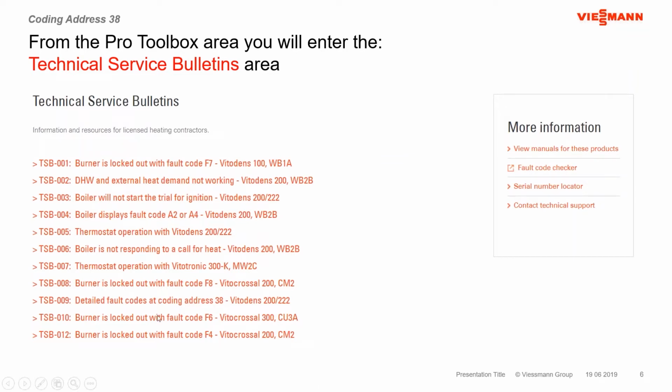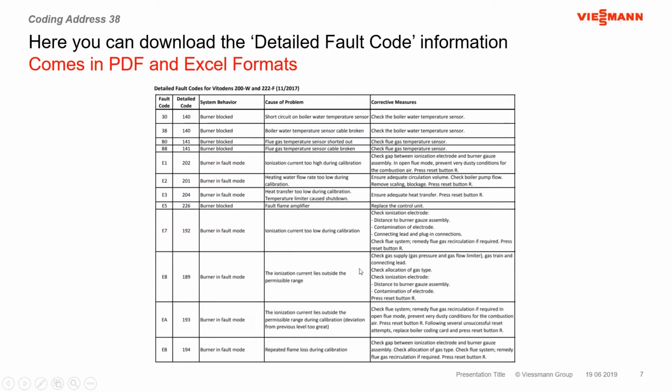So we're down here, default or detailed fault codes at coding address 38, and it details the Bulletins 200 and the 222 boilers as we've already reviewed. So now we've got the information, we click in there, and you can download either a PDF, so I think it's 3 pages or so of PDF files that you get with these detailed fault codes, or you can have an Excel spreadsheet that's going to be available. You can load that into your computer as well. So there's a couple of ways that you can get access to this information.